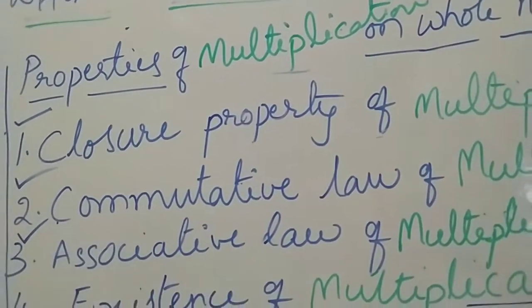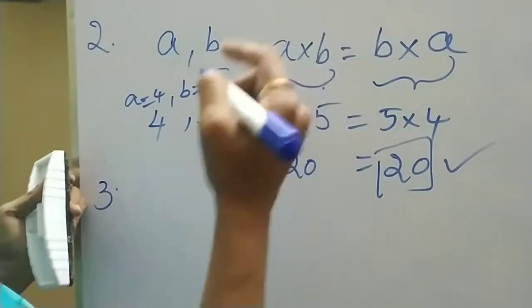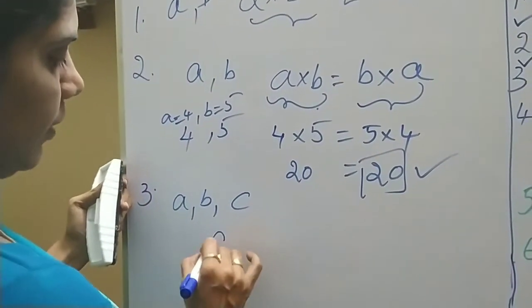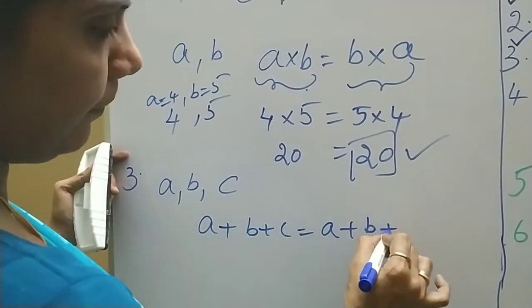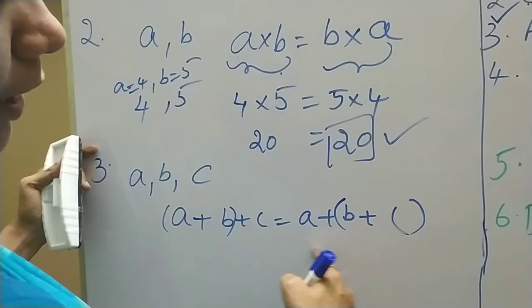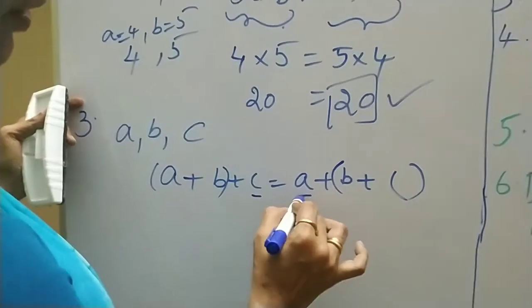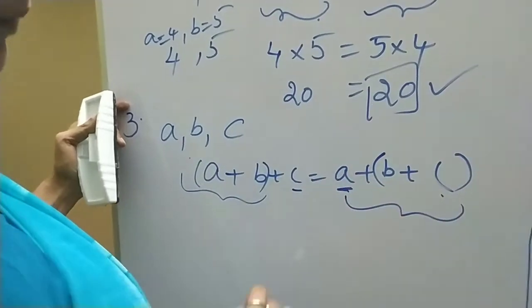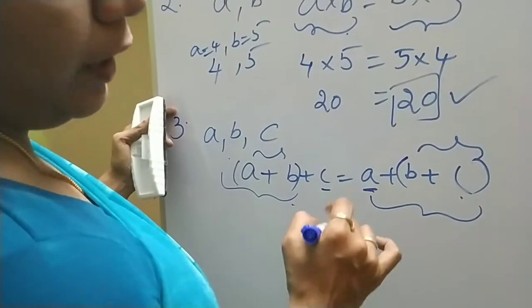See, third one, associative law of multiplication. What is associative law? Associative means always we have to take three whole numbers. As we learned in addition, a plus b plus c equal to a plus b plus c, that is, first we add these two terms, or we add the last two numbers first, and after that add the remaining one. You will get the same answer only. If you do like this or like this, you will get the same number only. That is associative law of addition.